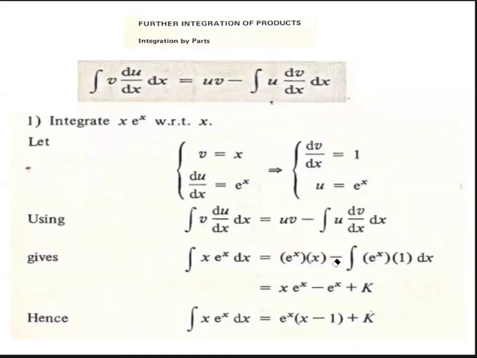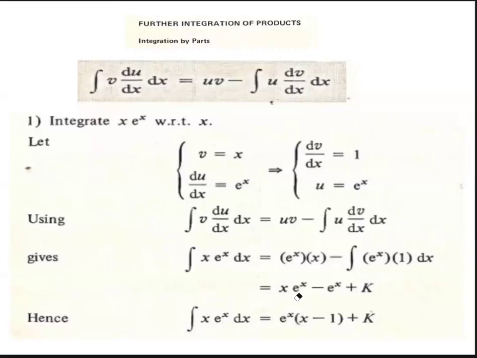e to the x times x, minus the integral of u, and what's u? e to the x, times dv/dx, which is 1. And you see what I'm saying here? The integral of e to the x times 1 is really e to the x, which is easier to integrate than x e to the x. So this method perfectly suits this kind of integration. So the integral of this is equal to x e to the x, you write that back, and the integral of e to the x is e to the x, so you put that back there, plus your k.